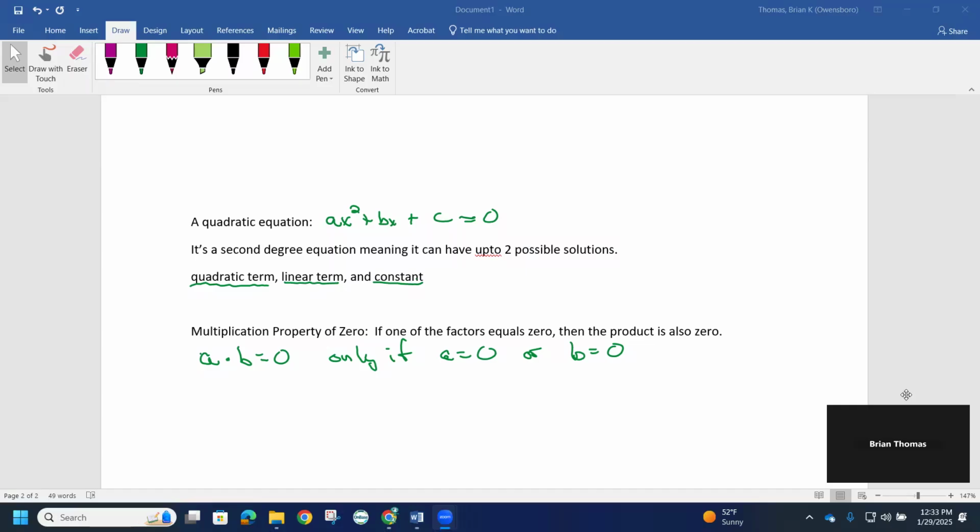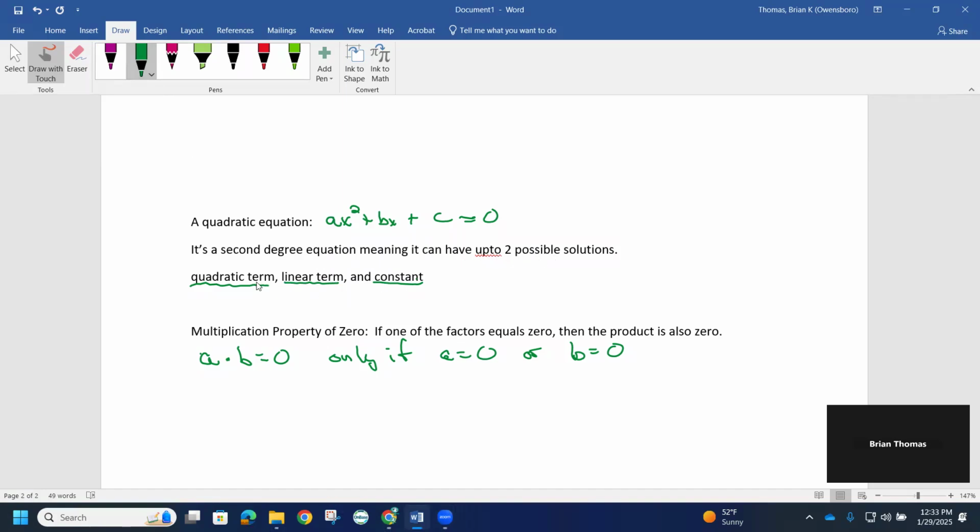So moving to the next question, again, we're working with quadratic equations. A quadratic equation takes on this look here, ax squared plus bx plus c is equal to 0. So there's going to be a power of 2 involved. So this is described as a second degree equation. A second degree equation for us, what this tells us is it can have up to 2 possible solutions.